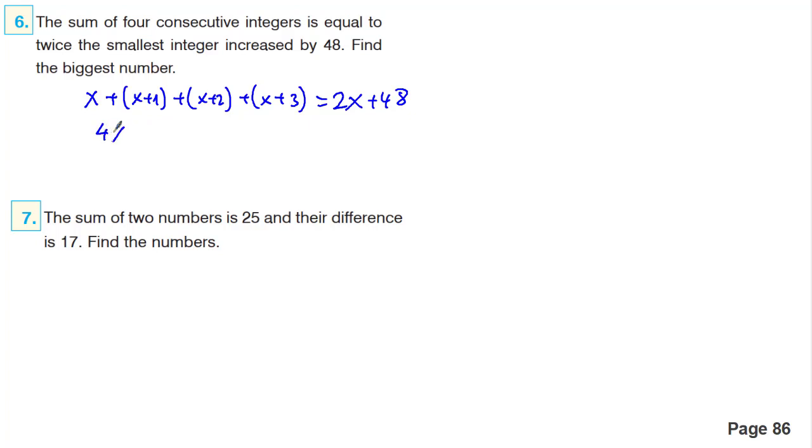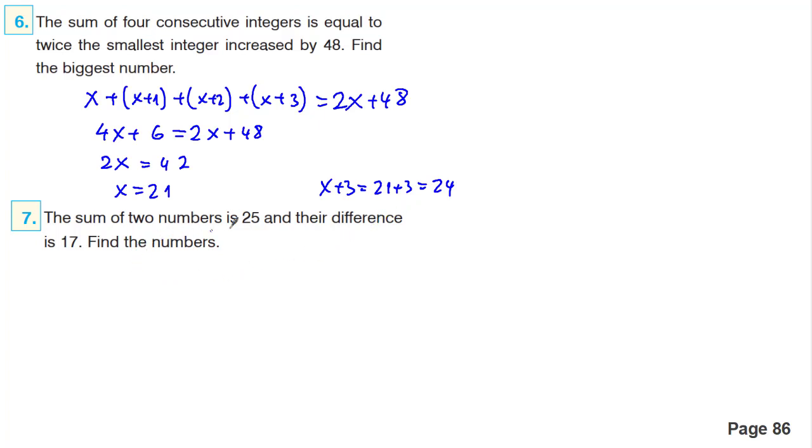If you set up the equation, the rest is easy. On the left side, you have 4x plus 1 plus 2 plus 3, that's 6, is equal to 2x plus 48. So that makes 2x is equal to 42, and that makes x 21. So find the biggest. This is not the biggest, this is the smallest. We need to find x plus 3. So x plus 3, which was the biggest, would be 21 plus 3, that would be 24.